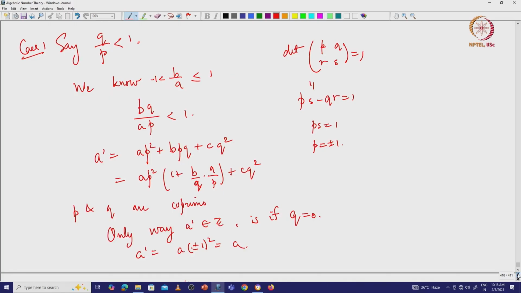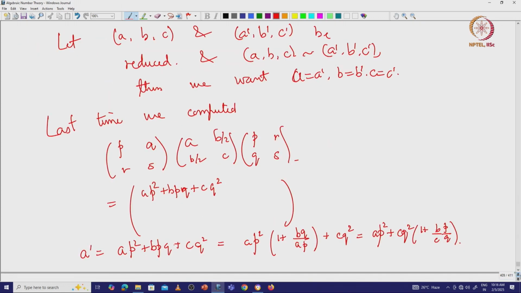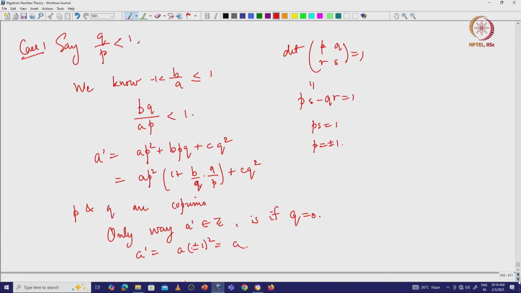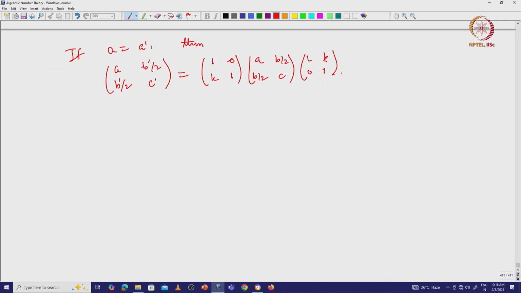So, if this were not true, then we would just use the second part of this, because in one place you have Q by P and in another place you have P by Q, right. So, at least one of them has to be less than 1. So, you either end up showing that A is equal to A prime or you end up showing that C is equal to C prime, but the argument after that is very similar. So, that is what it is.